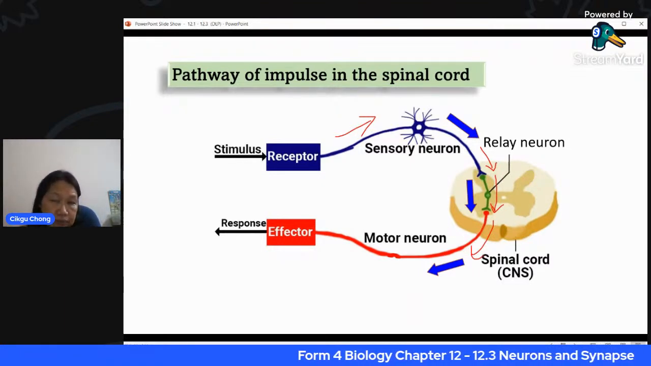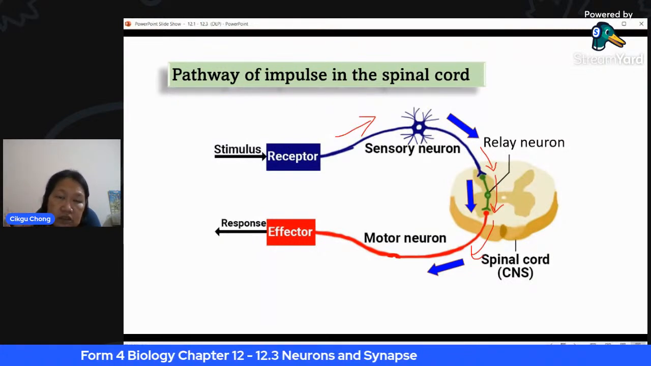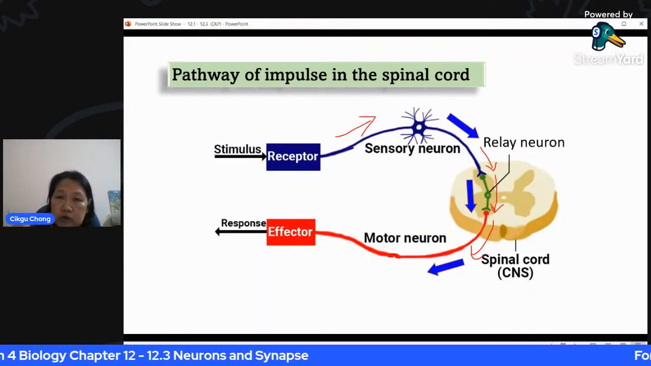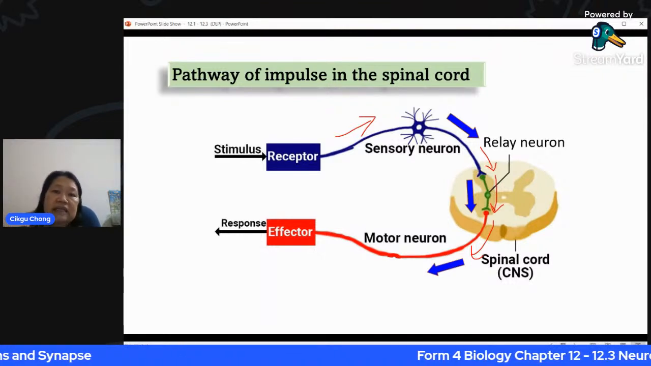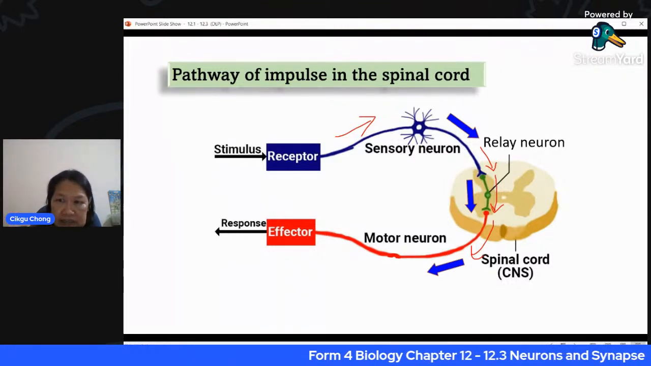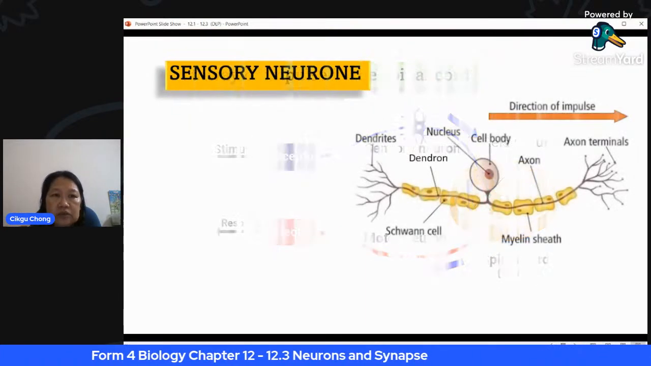It has been asked before in questions, to label the direction of the impulse. So you don't draw just one, you have to draw 3: at least one going in, one inside, and one coming out. Okay, right. Let's go to the next one now.